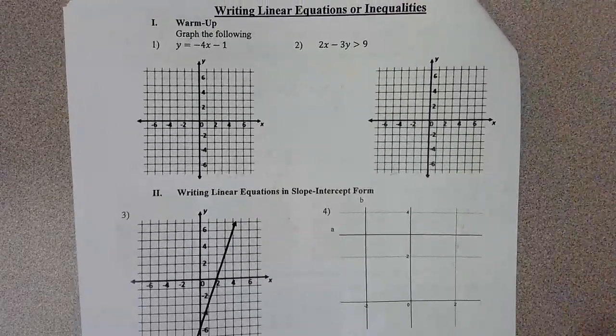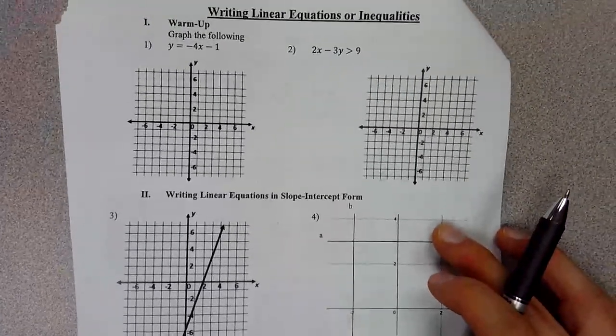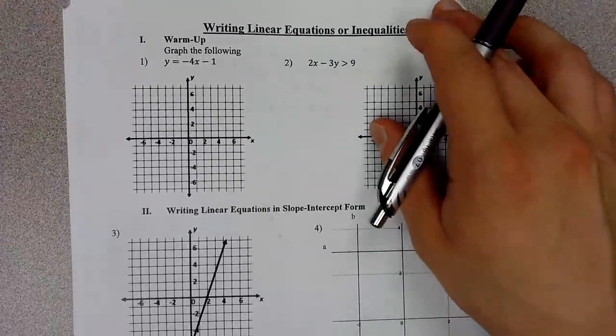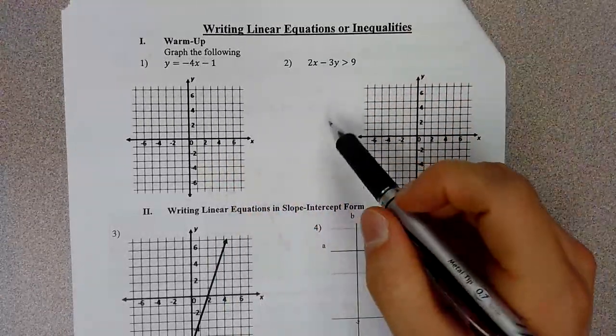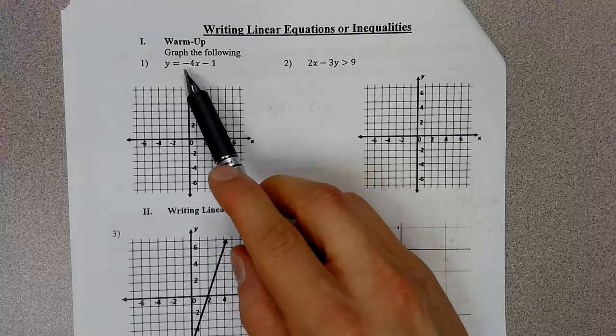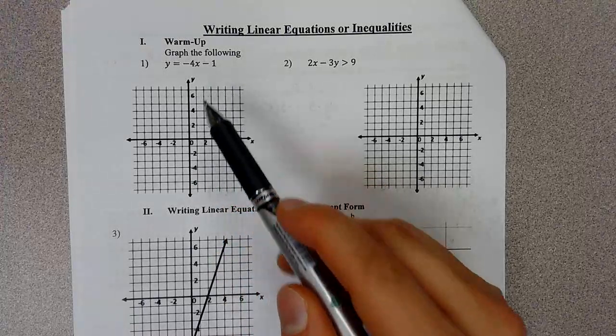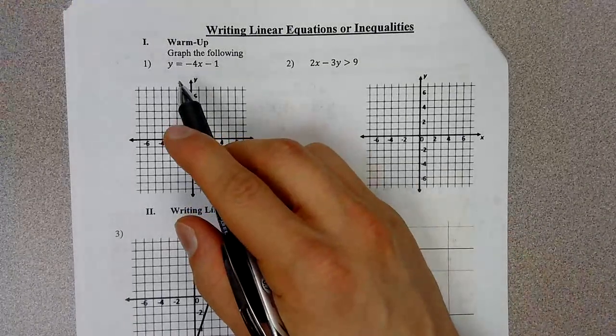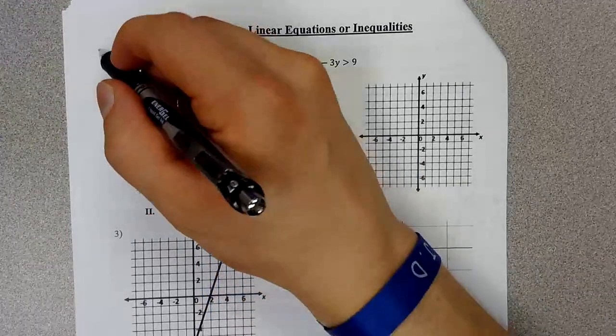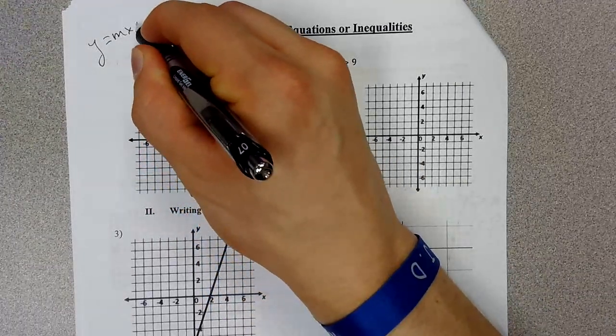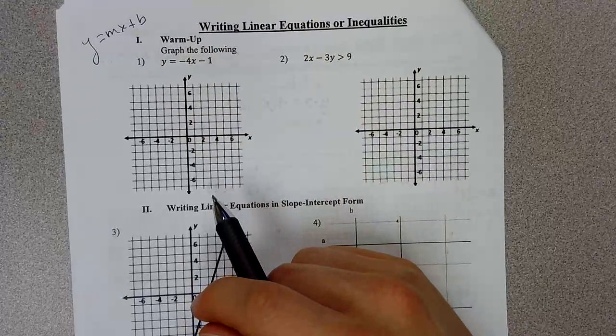So now that we're on page 12, we're going to do a little review, a little warm-up. It says graph the following. And the first one is y equals negative 4x minus 1. This should be old stuff because this is slope-intercept form, right? Y equals mx plus b, right?